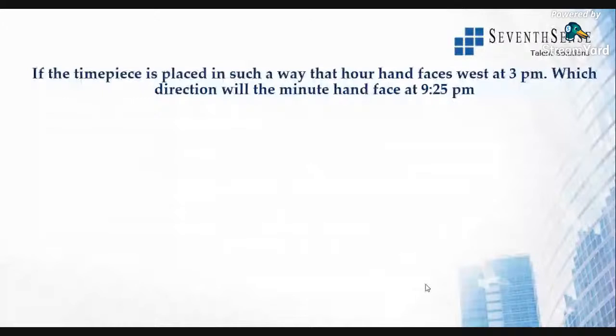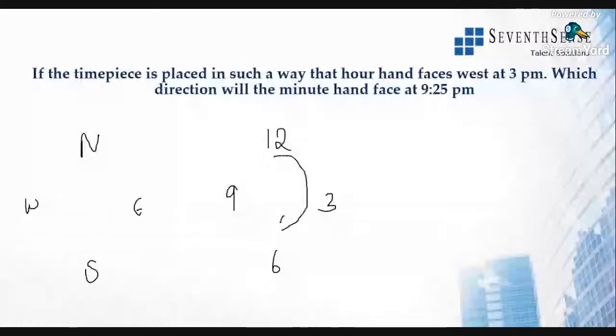Please solve this question. If the timepiece is placed in such a way that the hour hand faces west at 3 p.m., which direction will the minute hand face at 9:25? So the same thing, write down north, south, east, west. Now plot the time 12, 6, 3, and 9. So this is the actual time. We are just using this for clockwise direction.